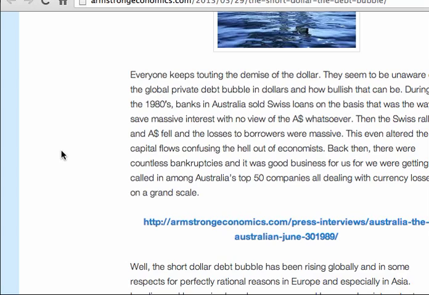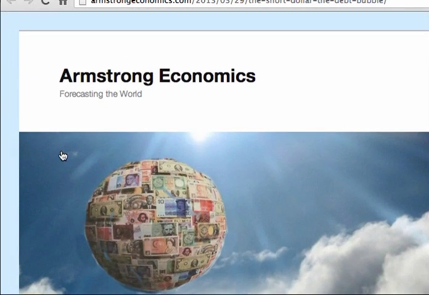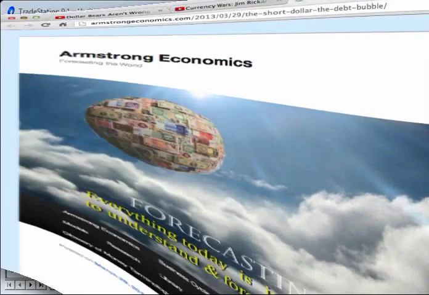So we've got different points of view going on. My particular point of view is, as I sit with Armstrong Economics, from what I see from the charts, I see that we're going to break into dollar strength going forward.